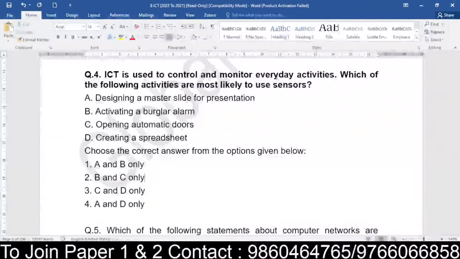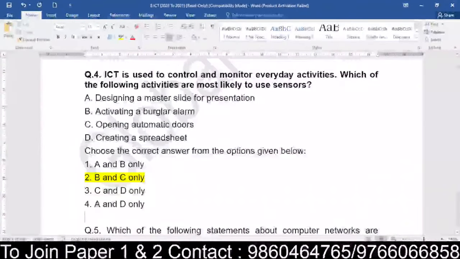Question number 4, we are talking about the activities, right? It is asking which of the following activities are most likely to use sensors. So which option stands to be right? Designing a master slide for presentation, definitely not. Activating an alarm, yes. This is one of the sensors where alarms will give an intimation or information. Then opening automatic doors, yes, sorry, it is talking about sensing. Creating a spreadsheet, definitely not. So B and C. Option number 2 stands to be your right answer, correct?